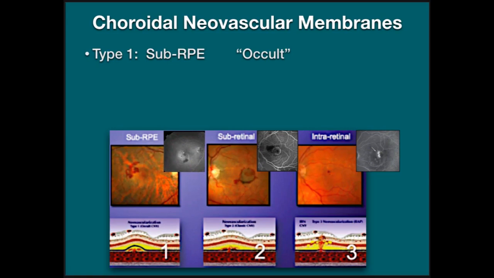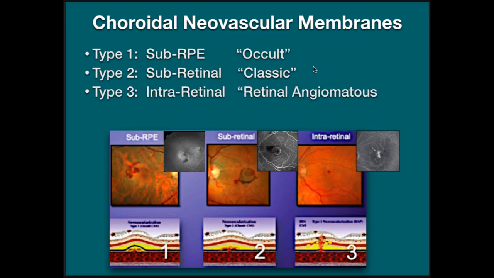If the neovascular membrane breaks through the RPE and becomes subretinal, that's what we call subretinal or type 2 neovascularization. In fluorescein angiography terms, we call that the classic choroidal neovascular membrane. On angiography, we could visualize the fronds of new vessels because they were now subretinal and they were very easy to visualize on fluorescein angiography. They're the classic type. And the third type, or type 3, is intraretinal neovascularization, when the blood vessels actually have gone up into the middle layers of the retina, what we call retinal angiomatous proliferation, or RAP. In AMD, we're mostly concerned about the type 1 and type 2 neovascular membranes.